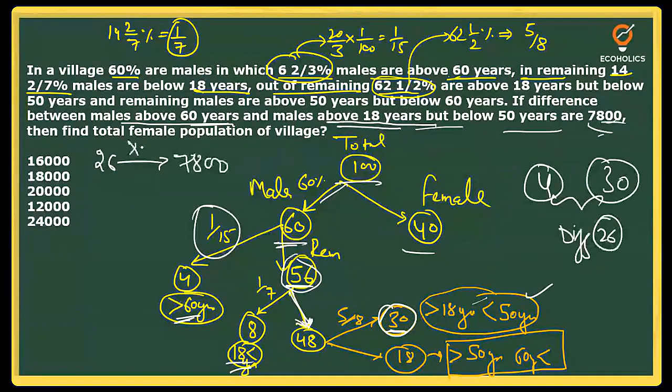So how many times is this? 300 times. If this is 300 times, find the total population of females in the village. So this will be 300 as well. So we'll be getting 12,000. Very good. Poonam got it right. Very good, Poonam. You are doing good.